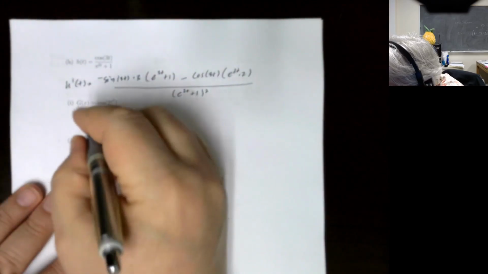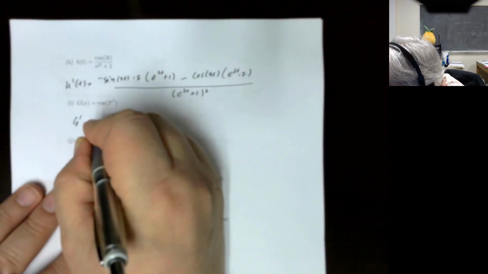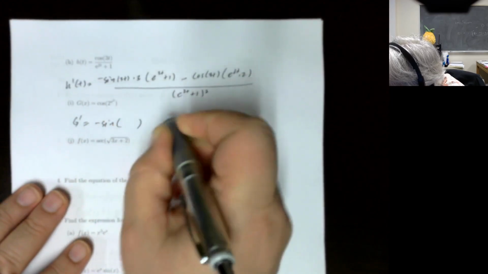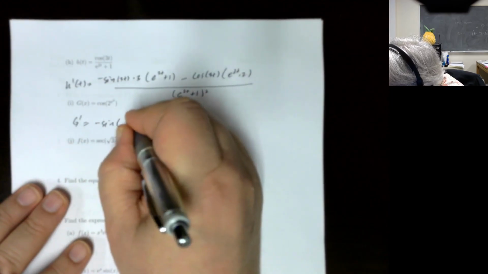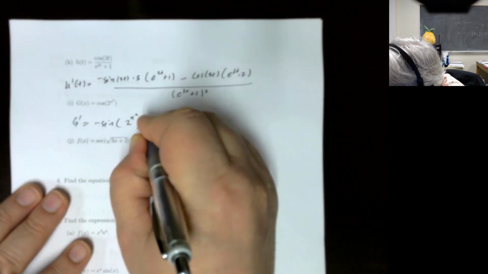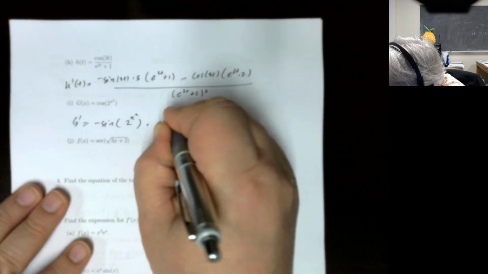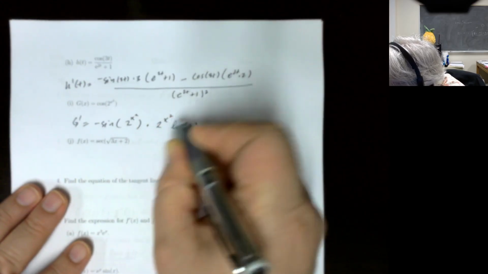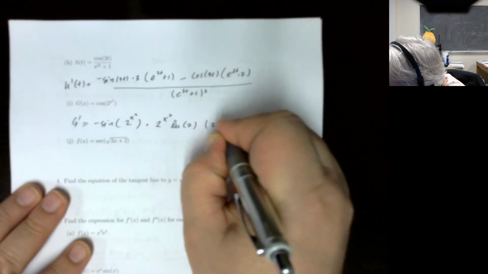Good. g prime is going to be minus the sine of whatever's inside the parentheses, and that is 2 to the x squared. And then you multiply by 2 to the x squared natural log of 2. And then you multiply by the derivative of x squared, which is 2x.